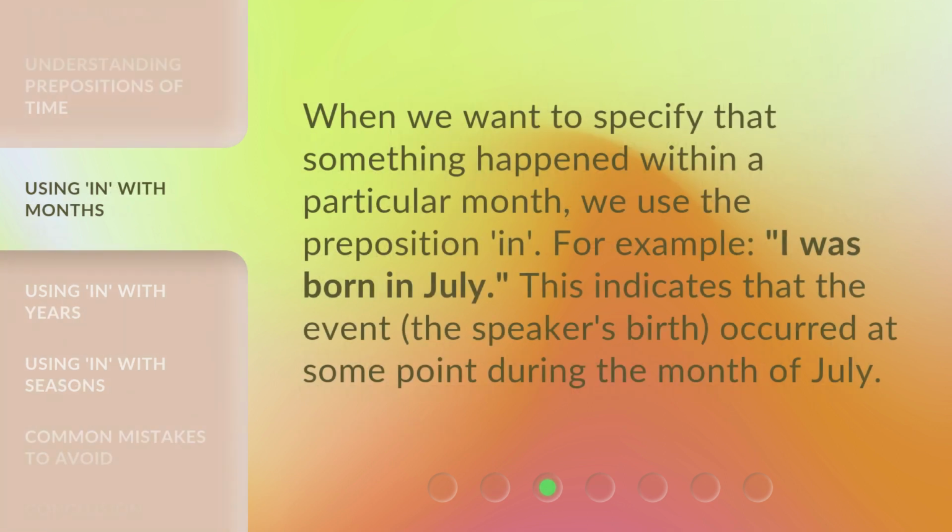When we want to specify that something happened within a particular month, we use the preposition "in." For example, "I was born in July." This indicates that the event, the speaker's birth, occurred at some point during the month of July.